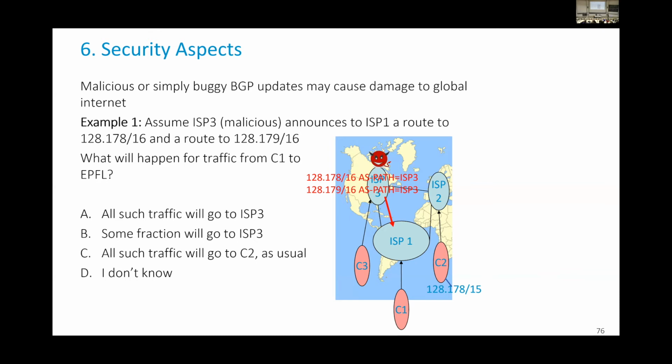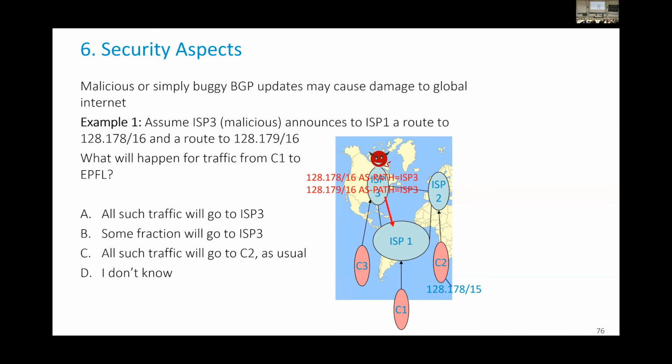So this is based on a historical example. There's a paper that describes this, where one country did not like some YouTube videos that they wanted to forbid to the citizens of their country. So they did an attack on the YouTube servers by injecting false paths here. This malicious AS injects, for example, those two announcements to EPFL, and assume ISP1 accepts them.